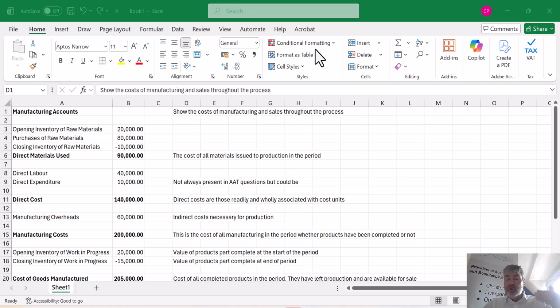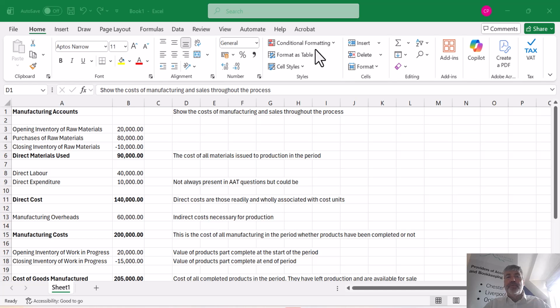But what was all that material used by production in the period? Well, if we can value what's left in our stores, in our warehouse, in terms of raw materials at the end of the period, we can deduct that value from the opening inventory plus the purchases, and that must be the cost of the materials that have been issued to production in the period.